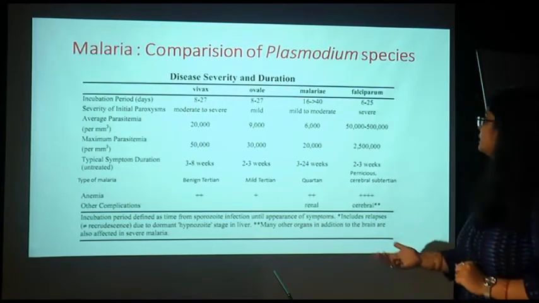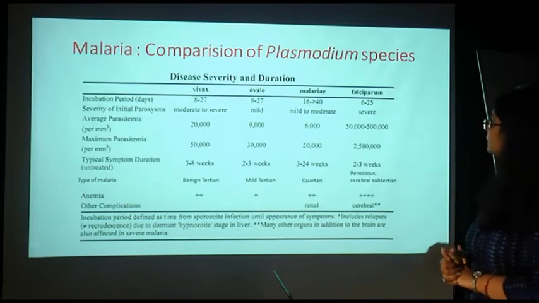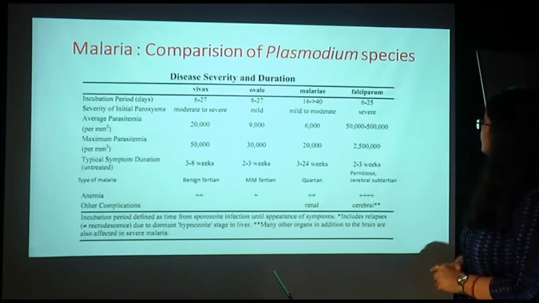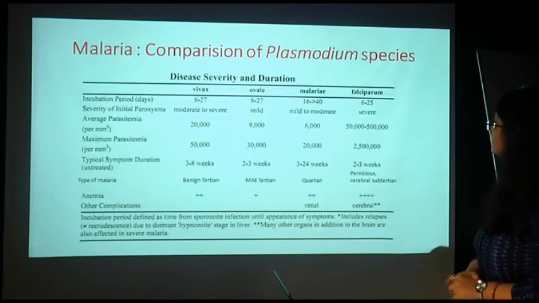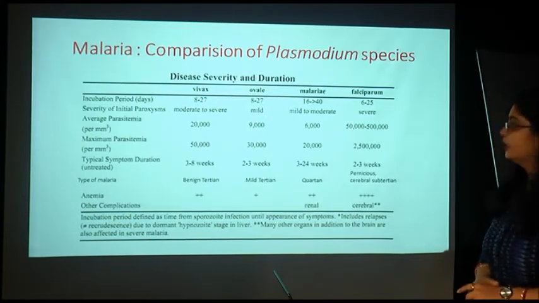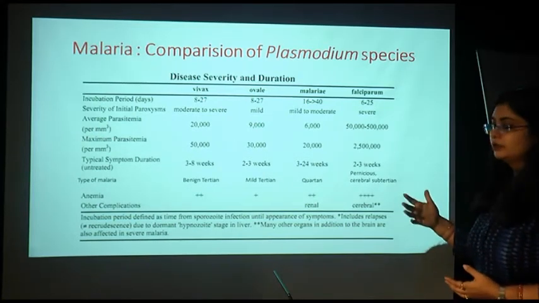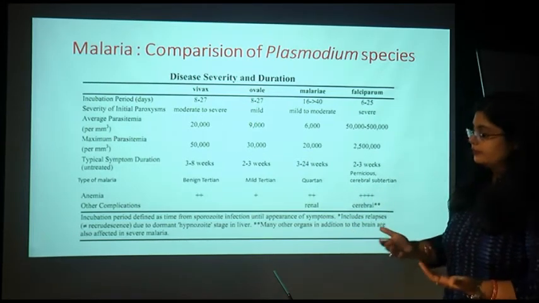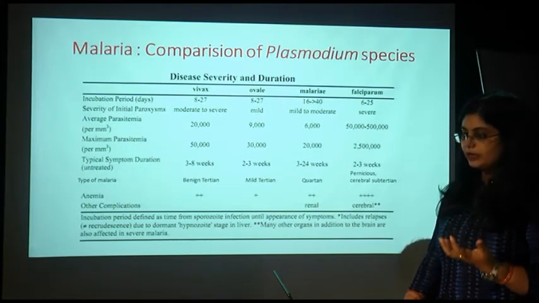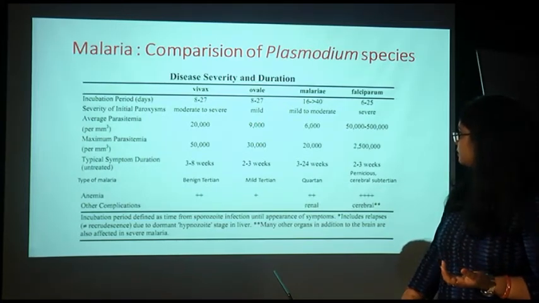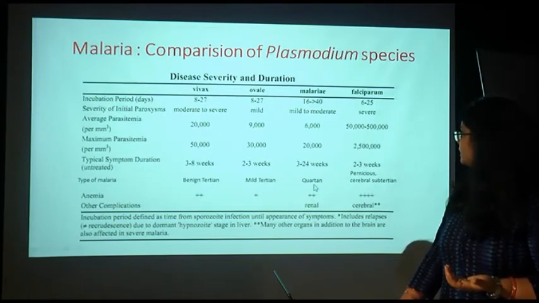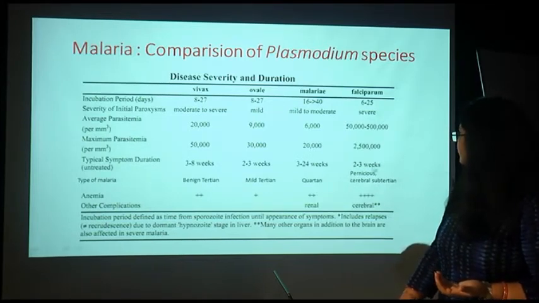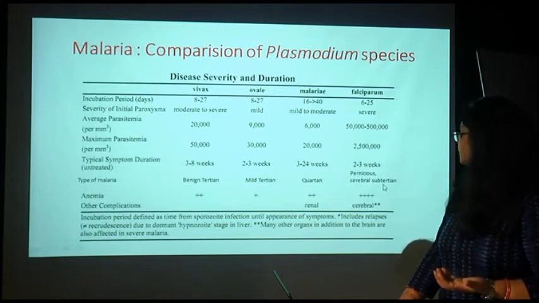Now coming to the comparison of different Plasmodium species. The incubation period of Plasmodium malariae is the maximum, which is around 16 to greater than 40 days. Now the different parasites cause types of malaria that are given different names. For example, Plasmodium vivax causes benign tertian malaria, ovale causes mild tertian malaria, malariae causes quartan malaria, and falciparum causes pernicious, cerebral or subtertian malaria.